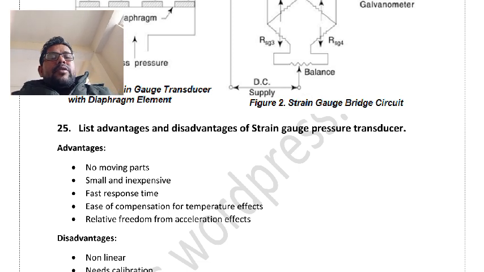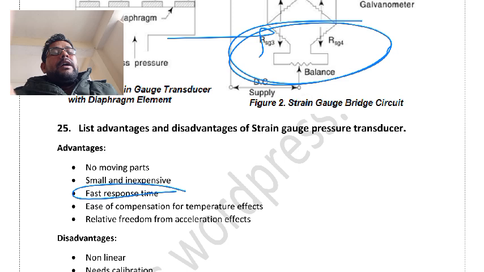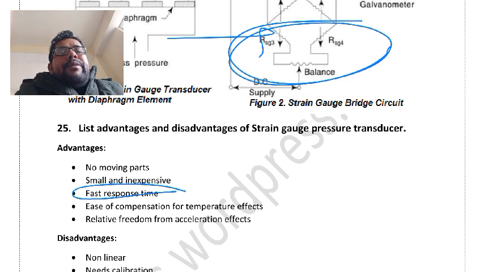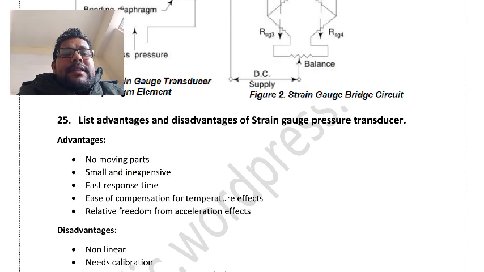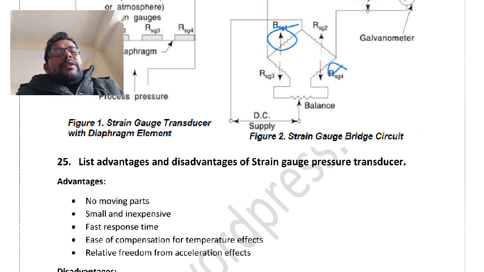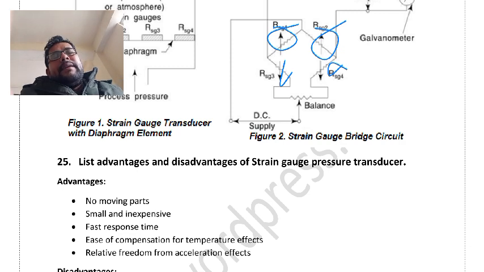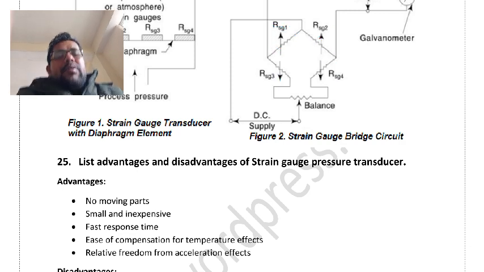Fast response, because if we are applying pressure, then the resistance changes, and based on that we can calibrate it in terms of the current reading of the galvanometer to pressure, because the galvanometer reading changes due to the applied pressure on the strain gauge, whose resistance will change. Easy compensation for temperature effects, because of RG1 and RG2 here, temperature compensation can be done based on the arrangement of these, in order with R1 and R3.